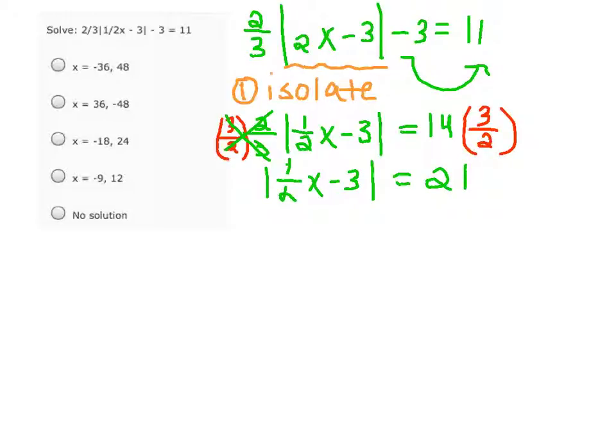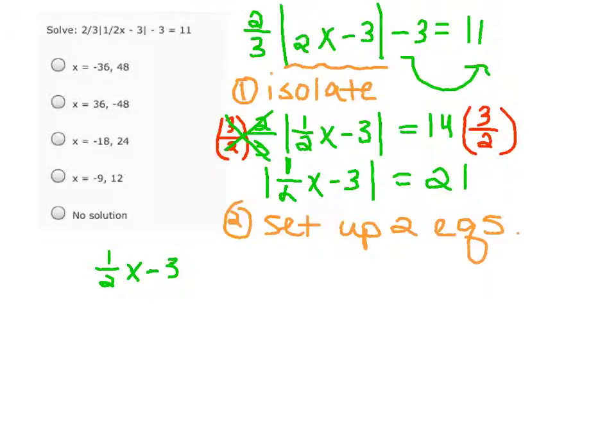And now we've isolated the absolute value, so we can set up our two equations. So step 2, set up two equations. Our first equation, we drop the absolute value, we're left with 1/2 x minus 3 equals 21, or we know that that could equal -21 as well. And now we're just solving for x for both of these equations.